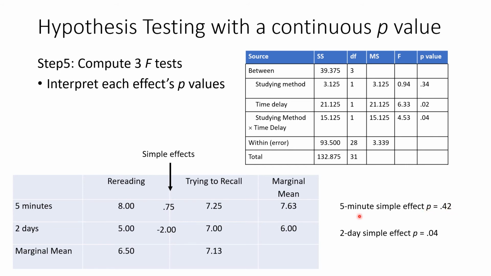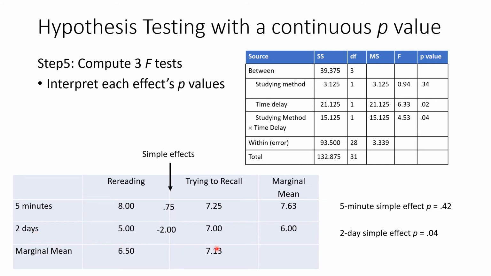this p-value is telling you that that mean difference is not very compelling. It could very well occur due to sampling error. So when there's a 5-minute delay, there isn't compelling evidence that one studying method is any better than another one. However, the story is quite different when it comes to a 2-day time delay.